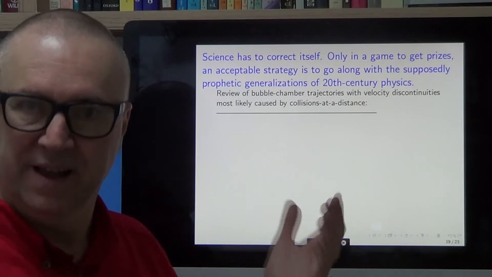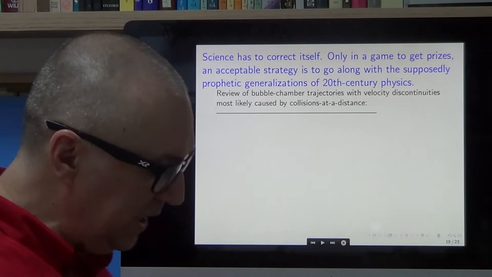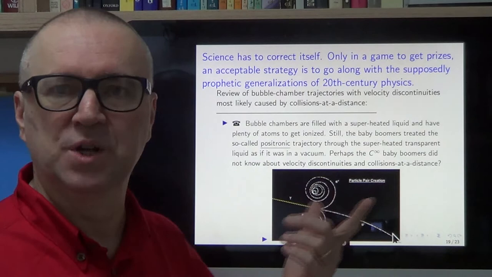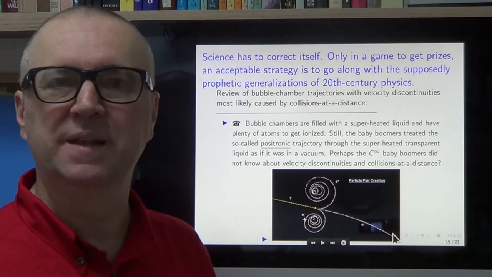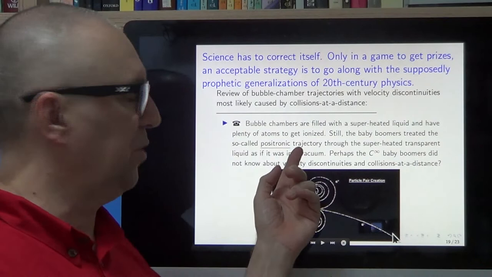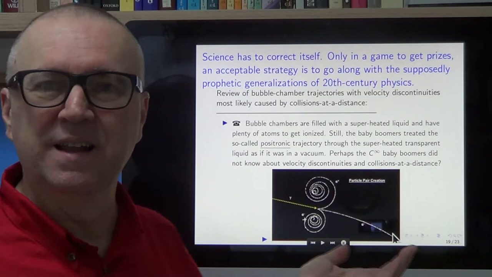Let's review something very simple, I think. Review of bubble chamber trajectories with velocity discontinuities most likely caused by collisions at a distance. Bubble chambers, you can Google bubble chamber, are filled with a superheated liquid and have plenty of atoms to get ionized, because you have 10^23 atoms of your transparent superheated liquid. Still, the baby boomers treated the so-called positronic trajectory through the superheated transparent liquid as if it was in a vacuum. Vacuum? You have the superheated liquid there. Just because it's transparent doesn't mean it's not there.